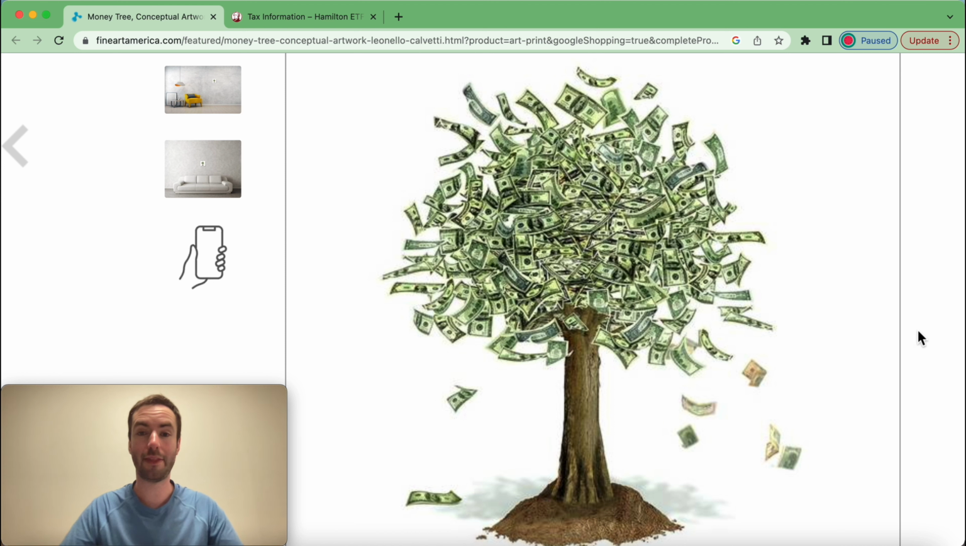Yes, I'm using the money tree example again, and hopefully the analogies will help you to better understand exactly what is going on here.